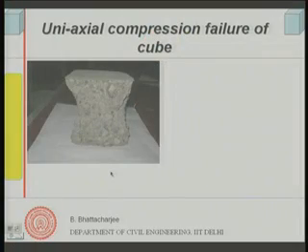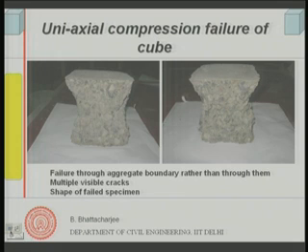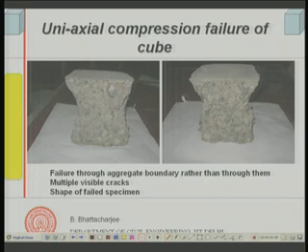If we look at the failure of a cube under compressive load, what we call uniaxial compressive load, the way we test the cubes, the shape of the cube after failure would look like this. But there are certain important features we would like to look into. It is the same cube seen from another side, but three important features will be visible to us. Number one, the failure has taken place through aggregate boundaries. You can see the aggregates are exposed, or for example, this aggregate has gone out, and the mortar in contact with the aggregate is now exposed.